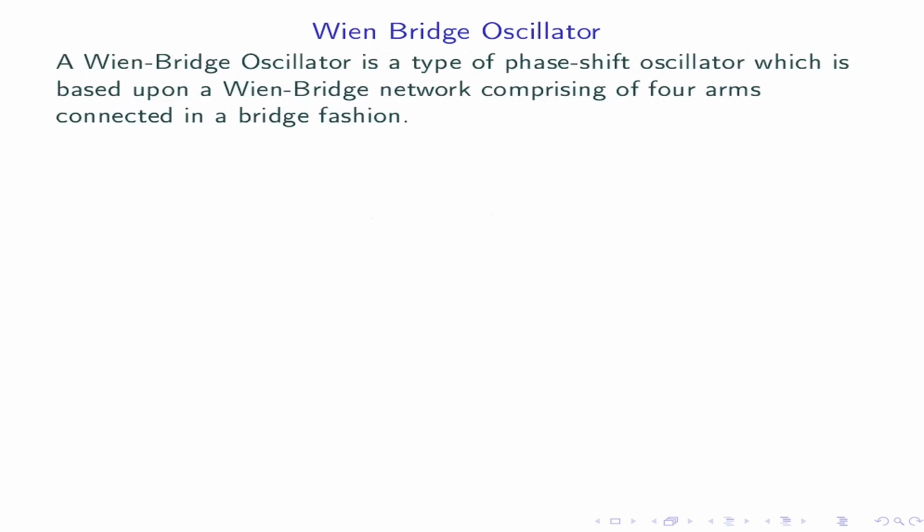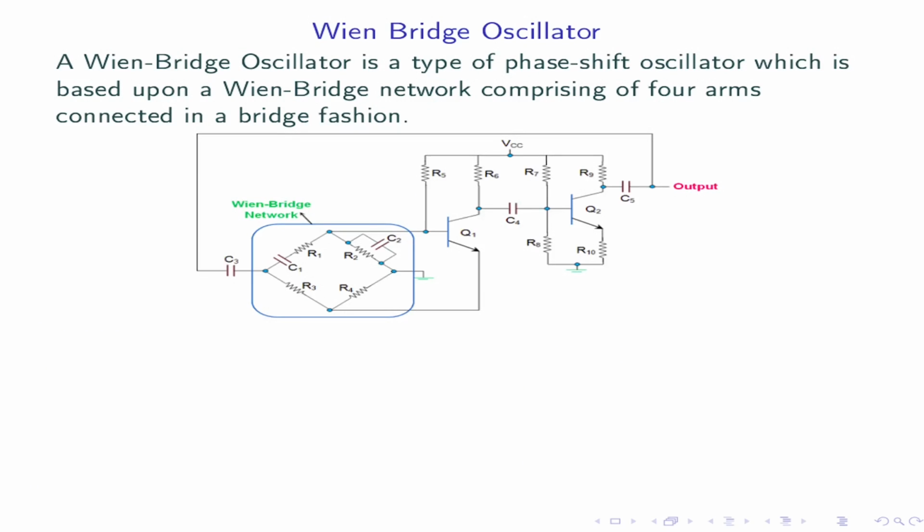Wien bridge oscillator. This type of oscillator is based upon the Wien bridge network, comprising 4 arms connected in a bridge fashion. Here 2 arms are fully resistive and the other 2 are RC combinations. This is actually a high pass filter and this is a low pass filter, and it uses 2 transistors. Each transistor provides 180 degrees phase difference, so in total a phase difference of 360 degrees. This makes proper positive feedback and continuous undamped oscillation.